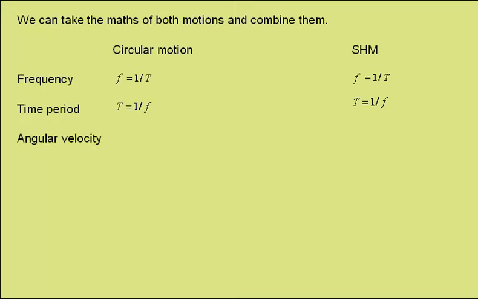Next, the property angular velocity, which really relates to circular motion. This is given the symbol omega and is measured in radians per second. There are 2 pi radians in one complete circle, and this is in the time period T. So we can say the angular velocity omega in radians per second is given by 2 pi over T. But T is 1 over frequency, so we can also say that omega equals 2 pi f. We can use the same property for simple harmonic motion.